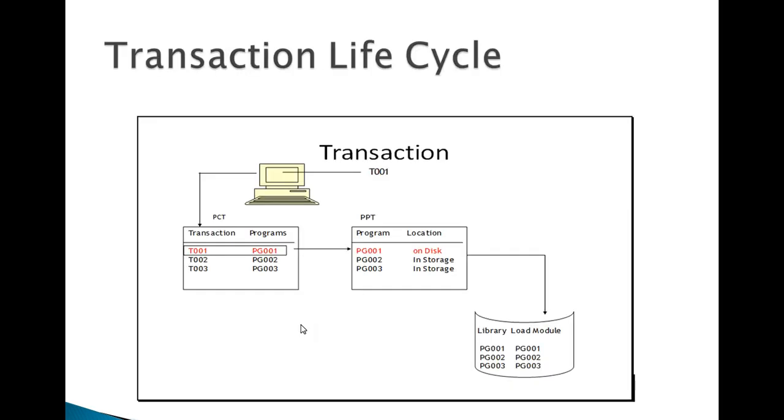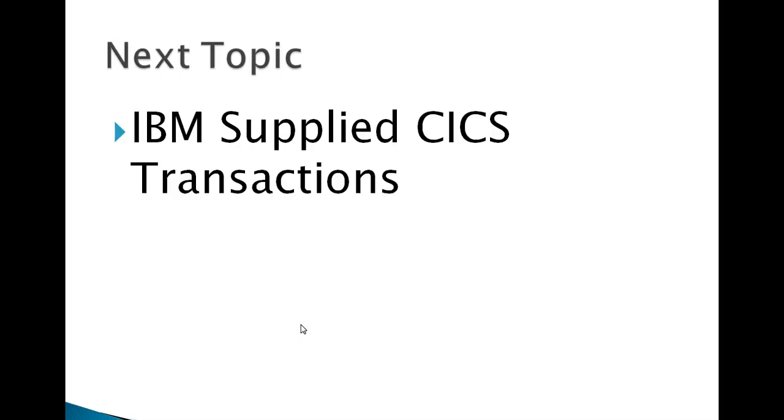In order to make it clear, we would walk through and continue. Okay, so my next topic would be the IBM supplied CICS transactions, where I'm going to show you the different transactions that we are going to use. So far you have seen that there are programs, there are tables, and you define your application programs and you define your map.